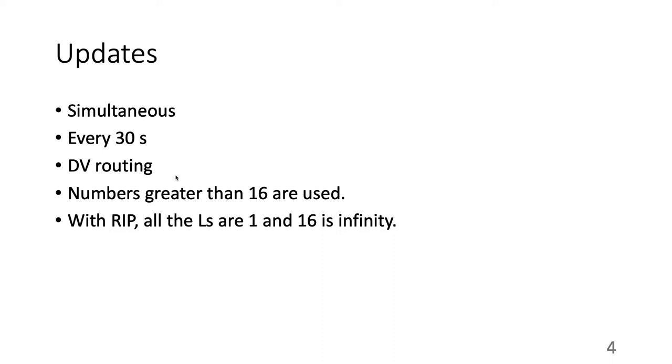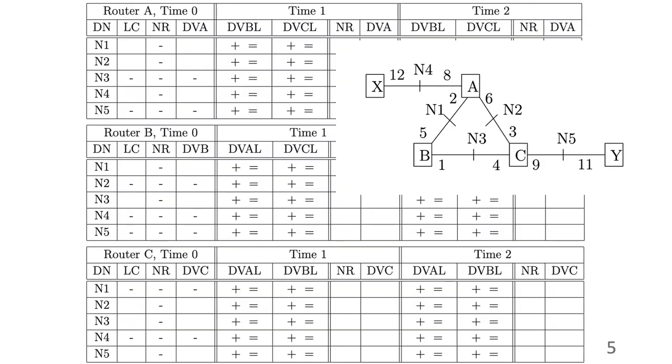Distance vector routing will be shown. Numbers greater than 16 are used, whereas with RIP, all the LCs are 1 and 16. All the link costs are 1 in RIP, and 16 means infinity. So what's shown here is the network on top of a blank routing table for various times for router A, B, C.